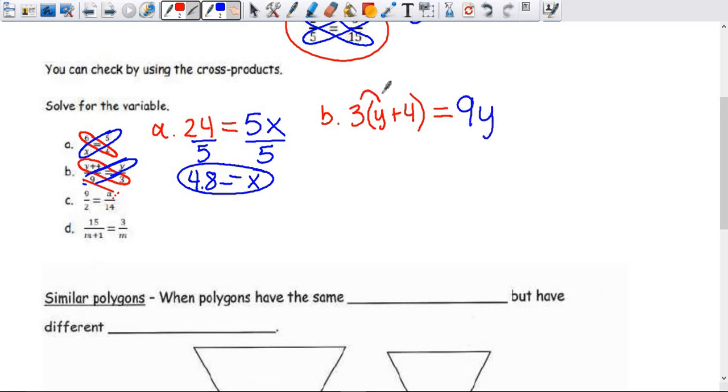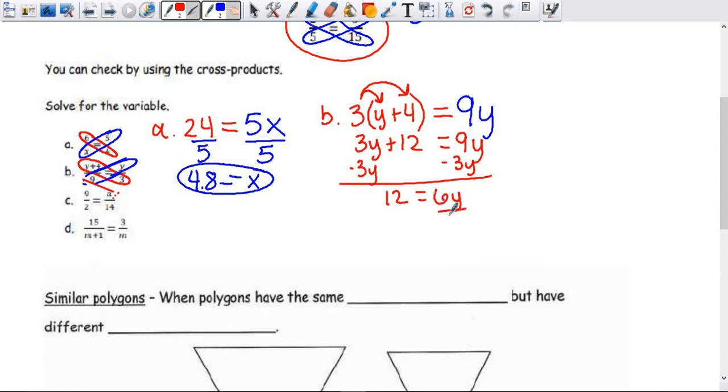Now here, you would have to distribute, so you'll end with 3y plus 12 equals 9y, and we'll continue solving by subtracting 3y, so that 12 equals 6y, divide by 6, and y is 2. All right? So go ahead and try C and D as they are similar examples.